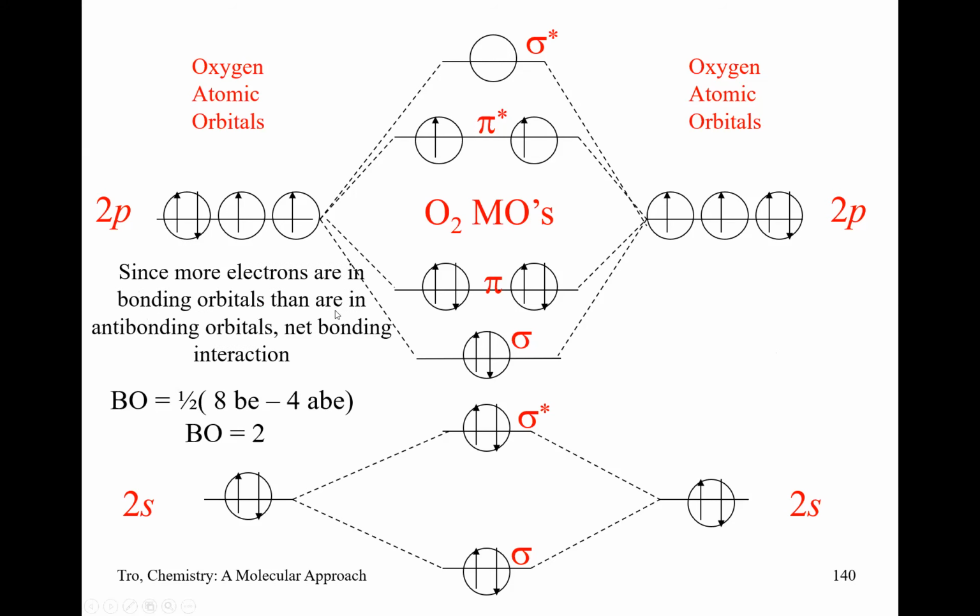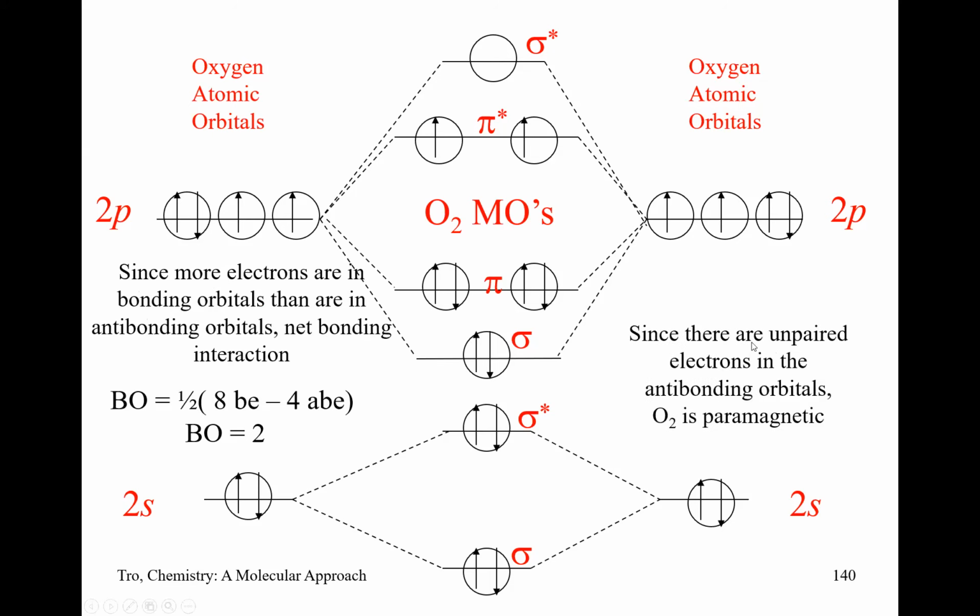Right, more electrons in bonding than antibonding, so we know we get a net bonding interaction. We already knew it was a double bond. But the critical thing here is that this theory explains the unpaired electrons, that paramagnetic behavior that we see.